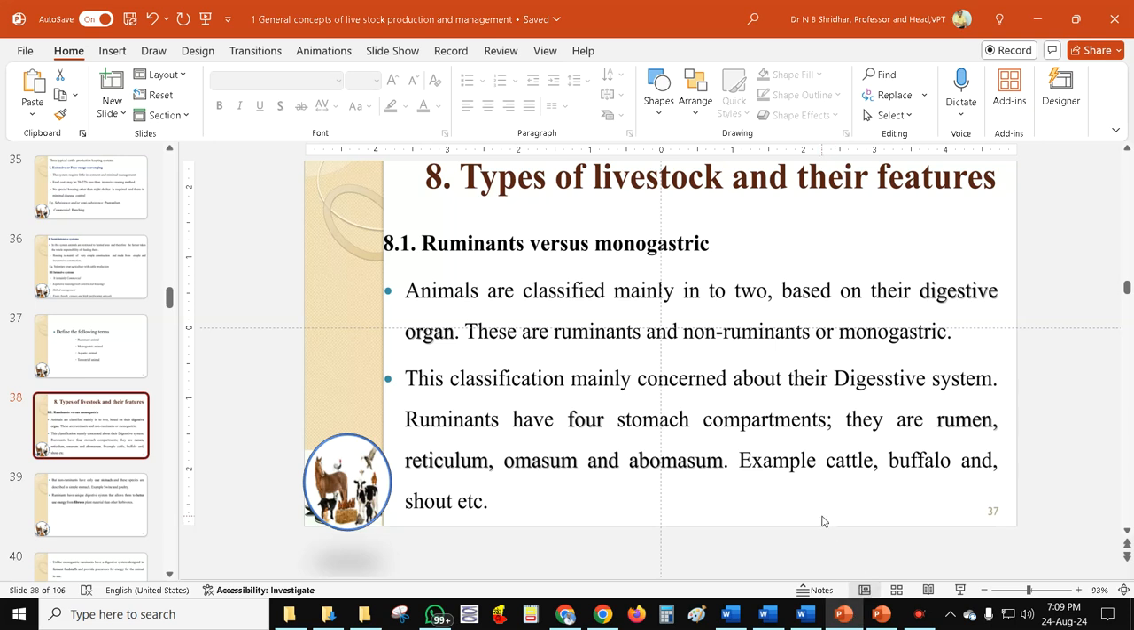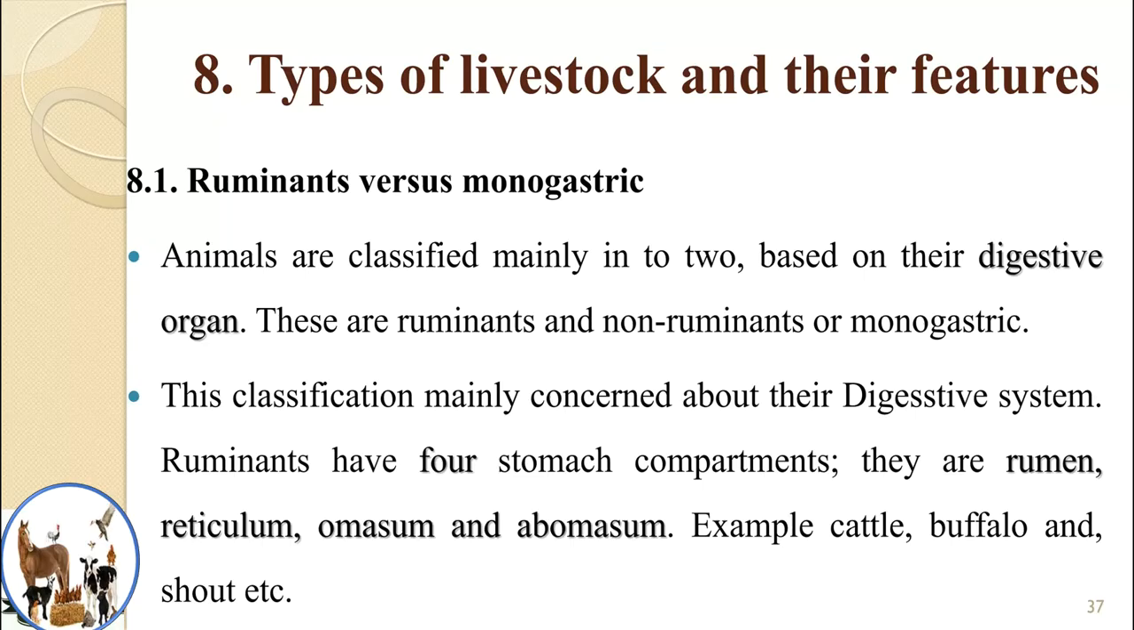So animals are classified mainly into two types, especially based on the digestive organ type. We know that ruminants and non-ruminants are the important livestock species, which we classify based on the digestive system. So this classification is mainly concerned with the digestive system.